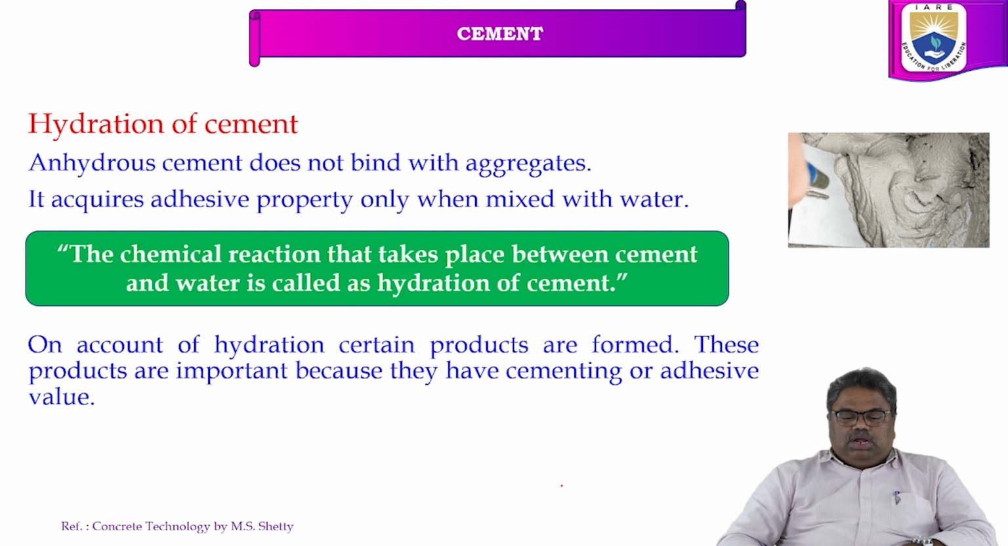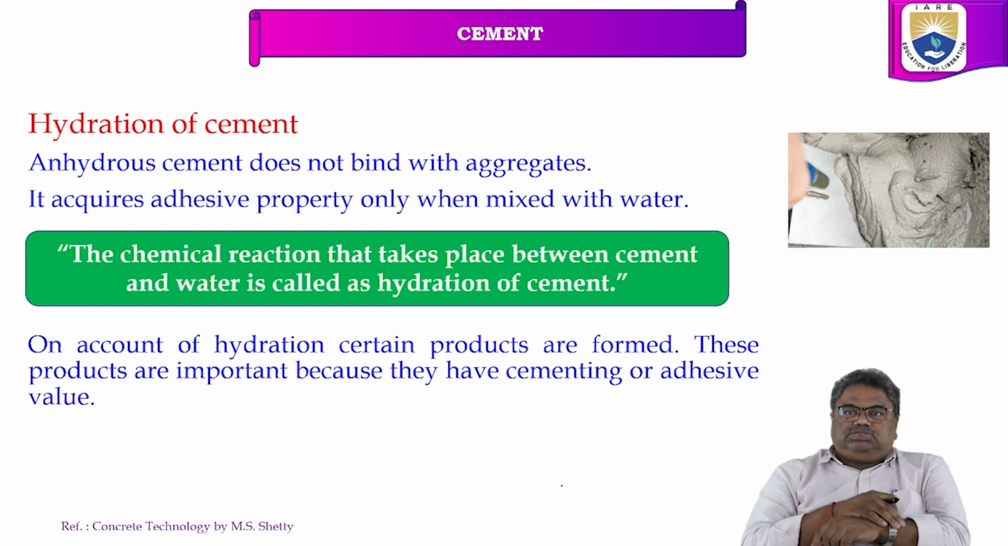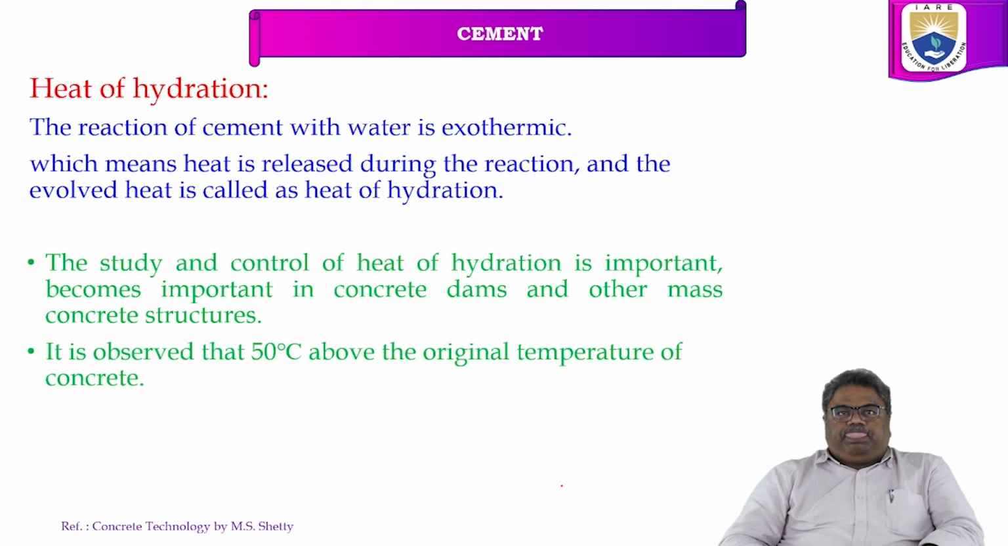Cementing property or adhesive value. So that's what we have discussed in the previous slide. During the hydration process, the CSH gel will form, and the calcium hydroxide. So CSH gel is a binder material, so it will give the strength to the cement.